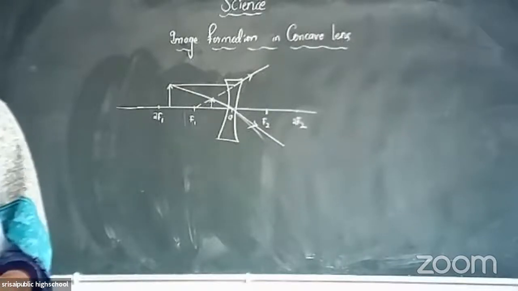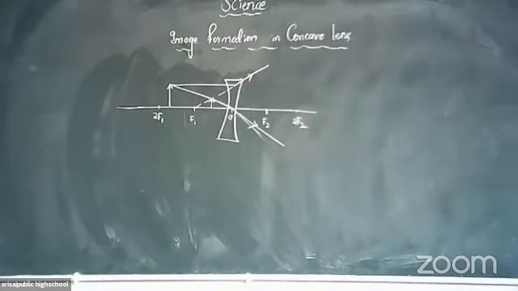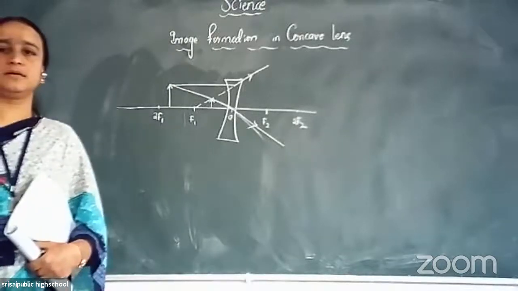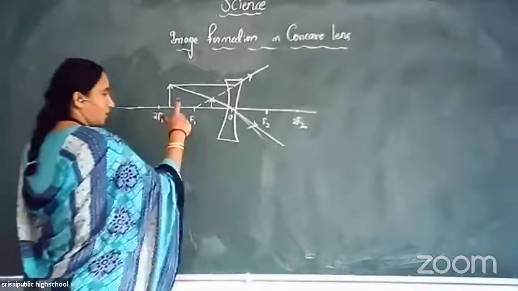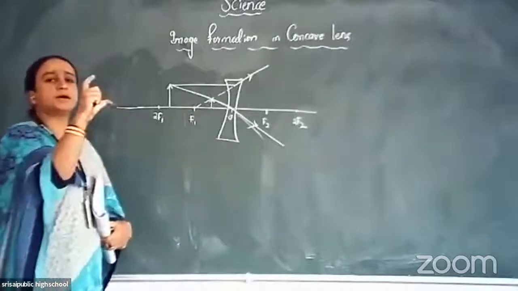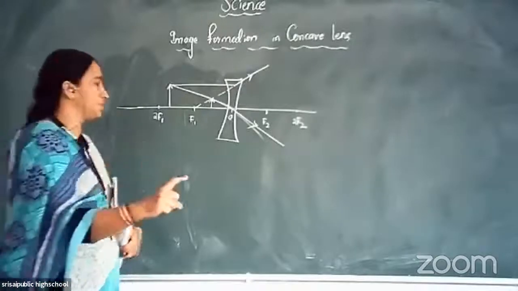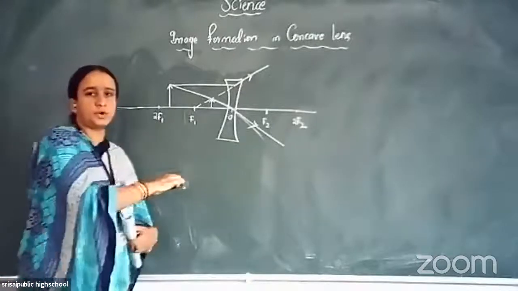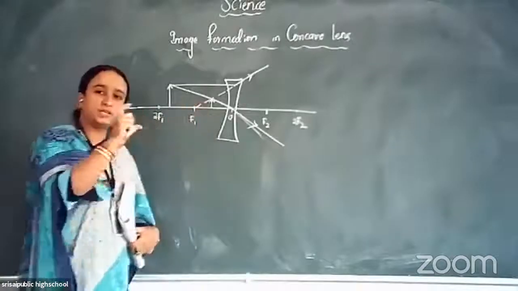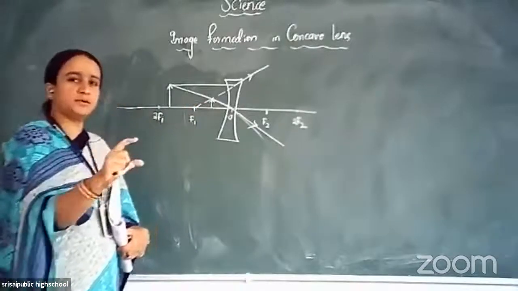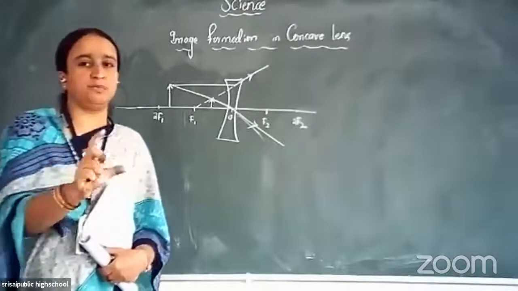Compare the size and answer me. How is the size of the image obtained here? Are you listening to me? Diminished. It is diminished. In this case, always you are going to get the size of the image as diminished only. Let it be the size of the object in any way, always you are going to get the image diminished only. Here you are going to get a diminished image.